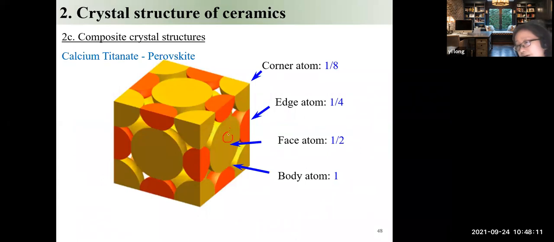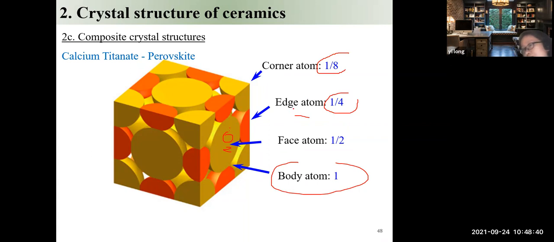This is oxygen, right? Oxygen, if you go back, oxygen is up. Since oxygen stays at the face, we said before that at the face, atoms are shared with 1/2. Body is easy, right? Because it's in the body center, body is always 1. If it's edge, it's 1 out of 4. And if it's corner, you only have 1 out of 8. So this is just simple geometry.